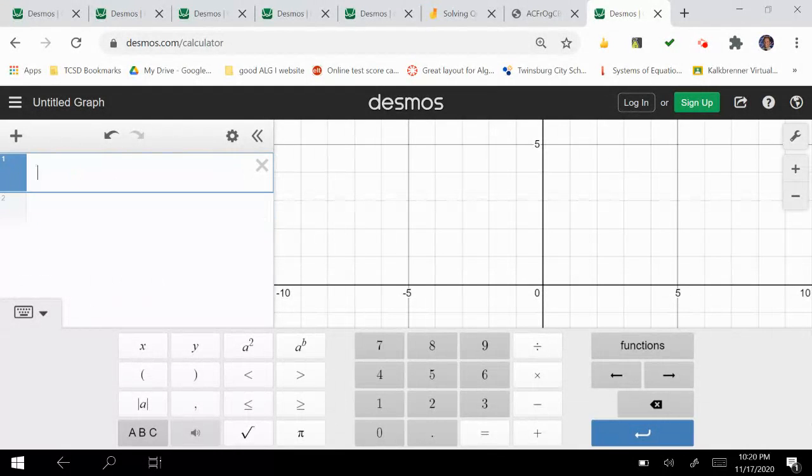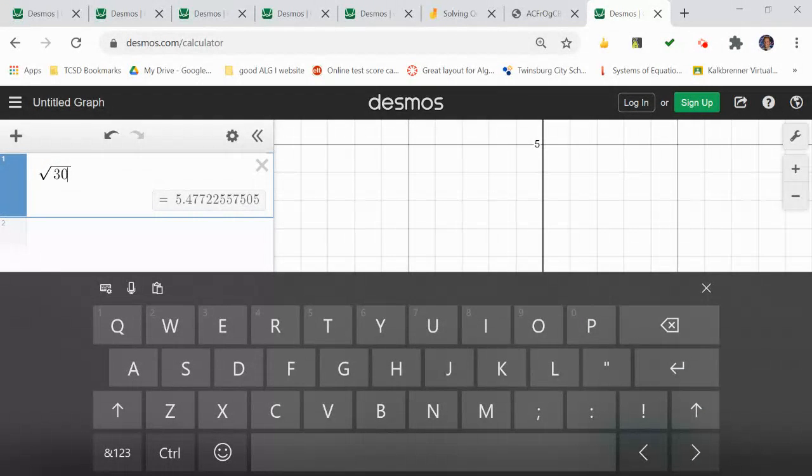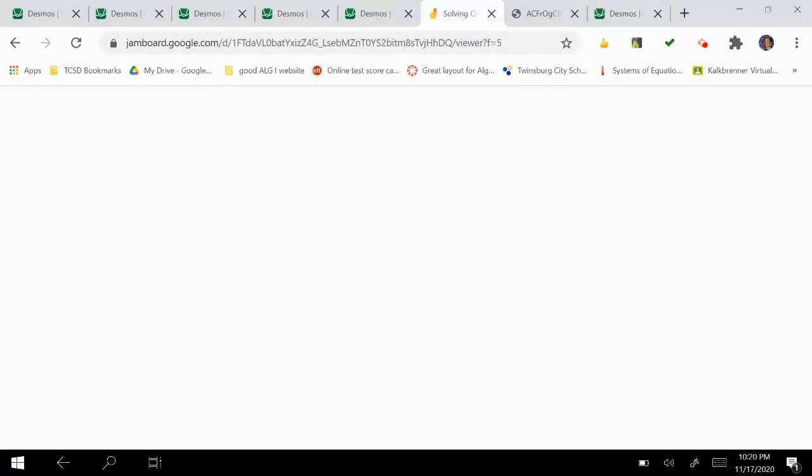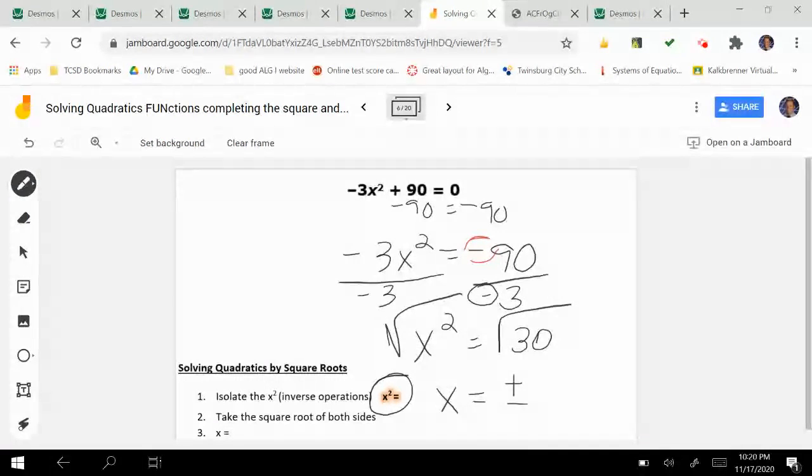So when I get that, I'm going to get the square root of 30. And I get this crazy decimal. It's called an irrational number. So what I'm going to do is just leave it plus or minus the radical 30. All right? Any questions? Leave it as is.